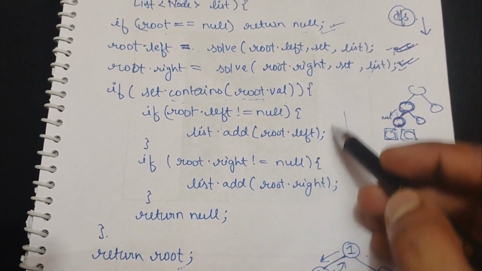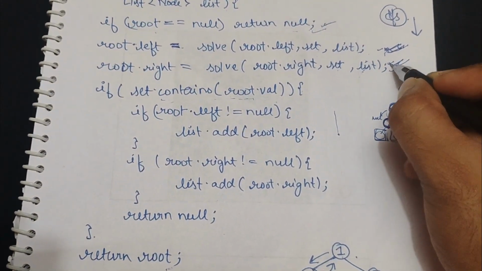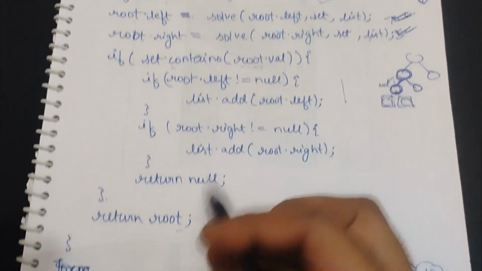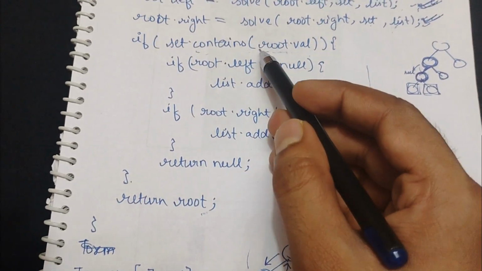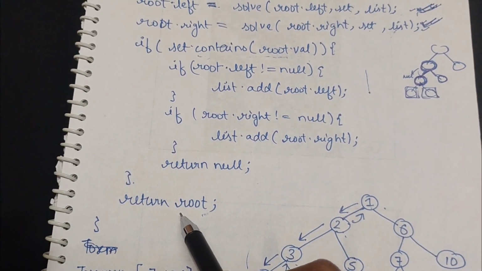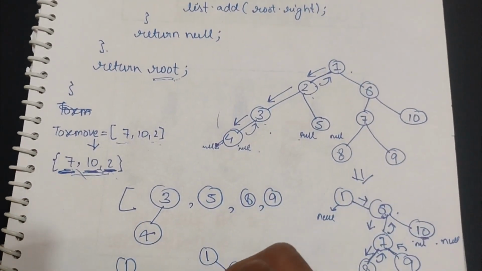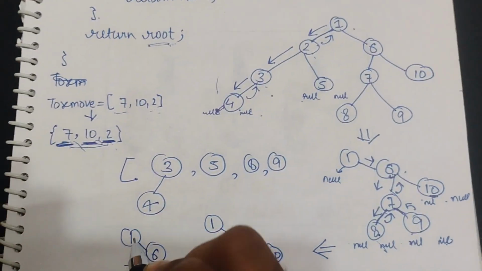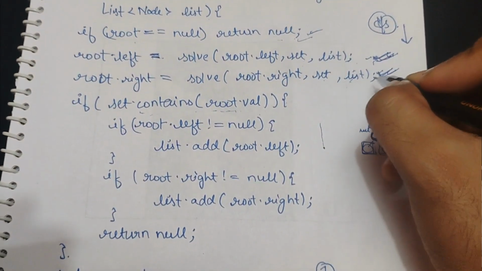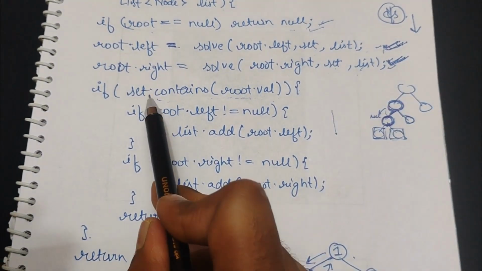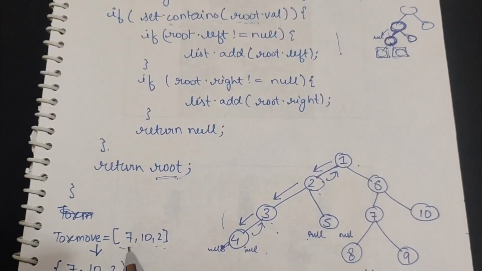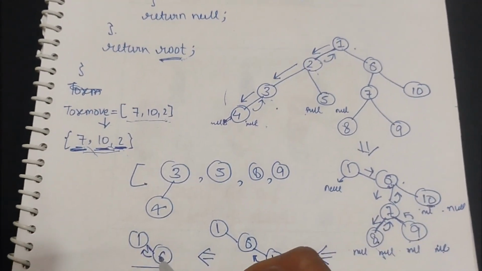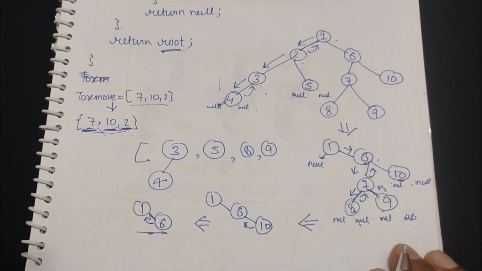Now this has returned null to 6. 6 has executed this. It will check the set contains 6. No, there is no 6. Do nothing, skip this if condition, return root, that is return 6. Return 6 to 1. Now 1 has got 6 from its right. That means 1 has executed this. It will check the set contains 1. No, there is no 1 over here. Do nothing, return root, that is return 1. It will return 1 and we will complete the recursion call.